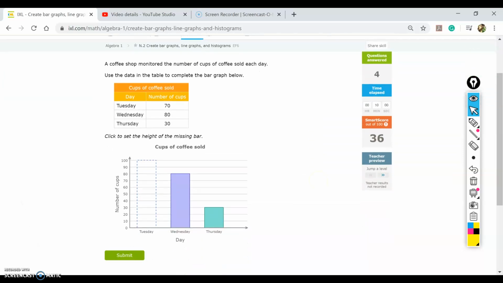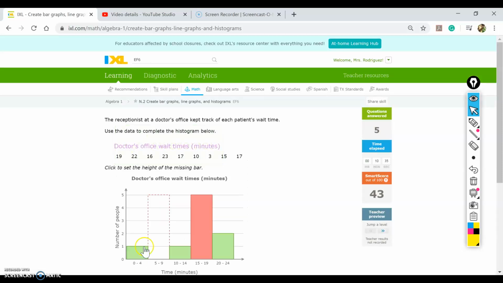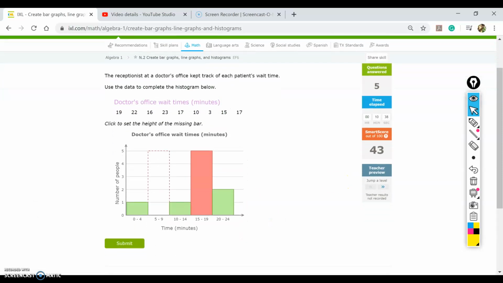Let's do this one. A coffee shop monitors the number of cups of coffee sold each day. Use the data in the table to complete the bar graph below. Then on the table you have the day and the number of cups of coffee sold per day. So they're telling you that on Tuesday they sold 70 cups, but you don't have it here, so you have to create it. Tuesday, 70. There you go. Now on Wednesday you have 80, and on Thursday you have 30. So you're done. Awesome.